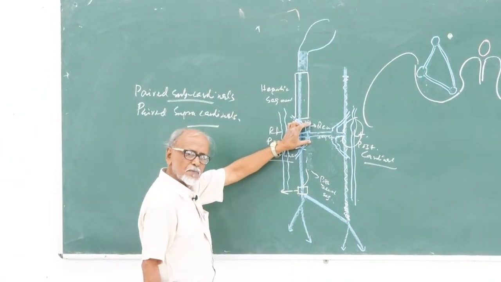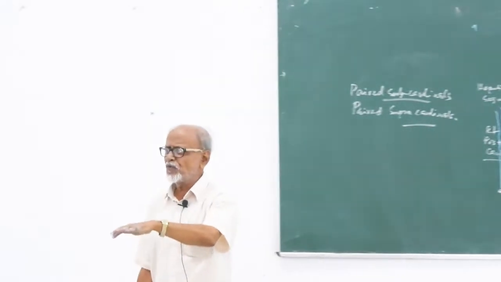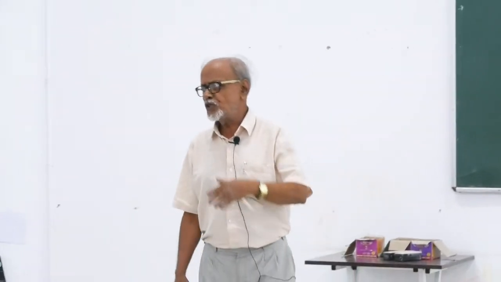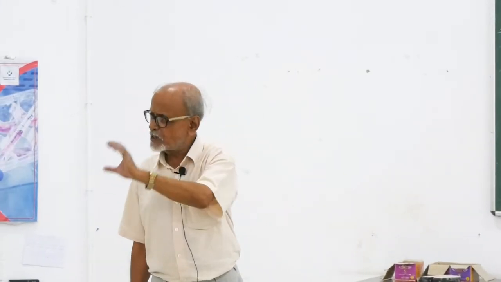Right subcardinal, because the posterior cardinal no longer has any function; it fails to receive blood from the mesonephros, the organs developing in the mesonephros. Okay, so the renal segment of inferior vena cava is from the right subcardinal.